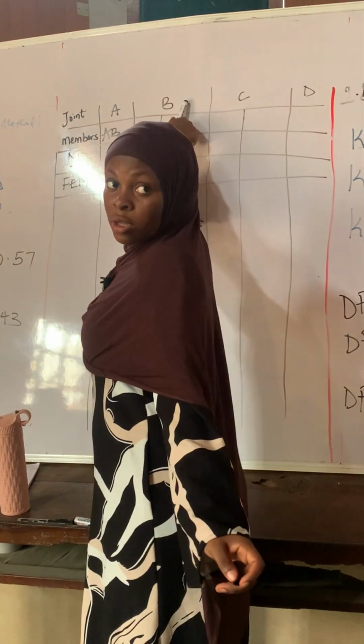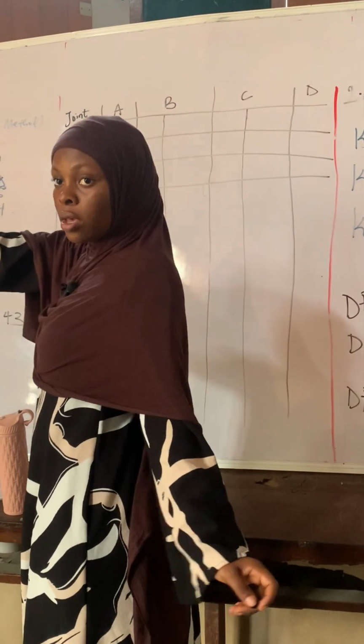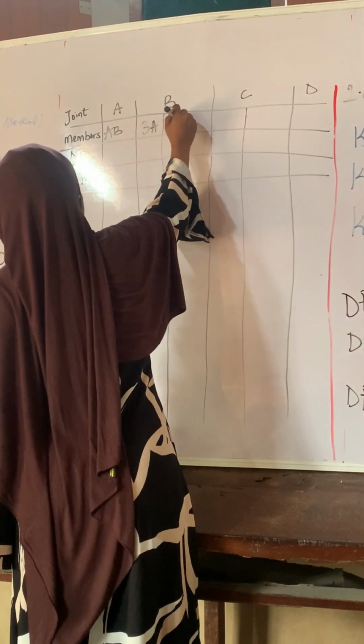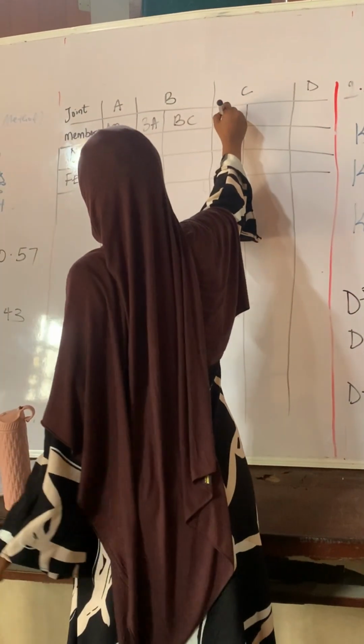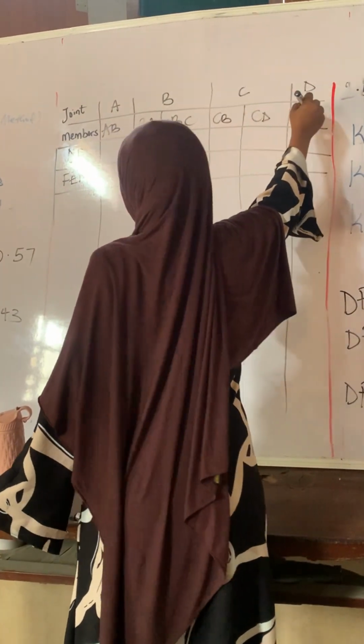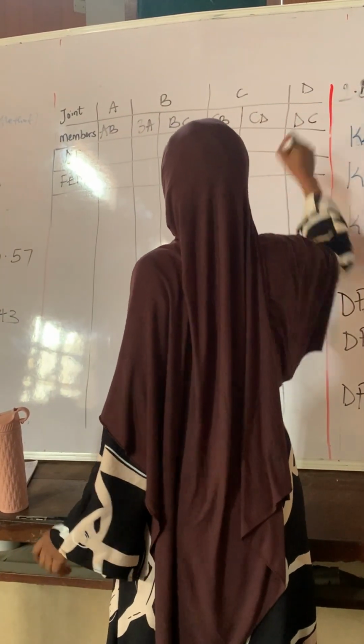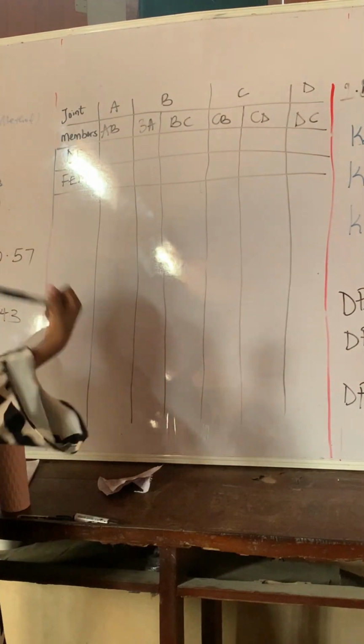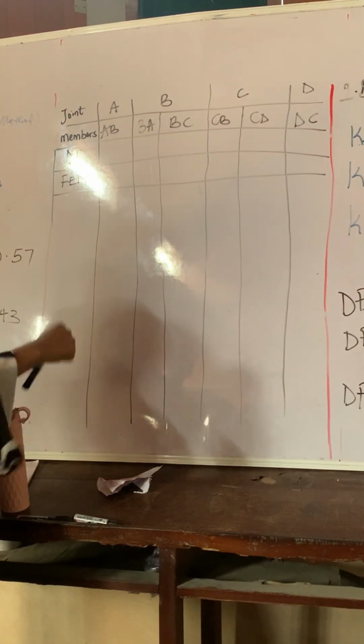So at B, we have what? B, A, and B, C. Yes. B, A, and B, C. At C, we have C, B, and C, D. At D, we have what? D, C only.